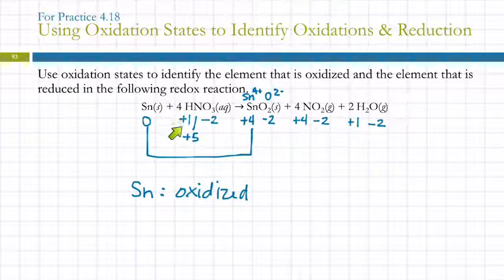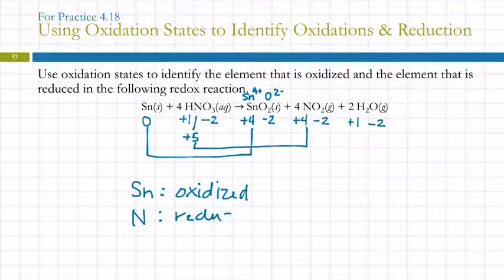Here's hydrogen. Hydrogen's +1, and over here hydrogen's +1. It didn't change. Nitrogen is +5 here, and it's +4 there. That's different. The oxidation state went down, right? Went from 5 to 4. A reduction in oxidation state, so the nitrogen is being reduced. Not the HNO3, the nitrogen in the HNO3.